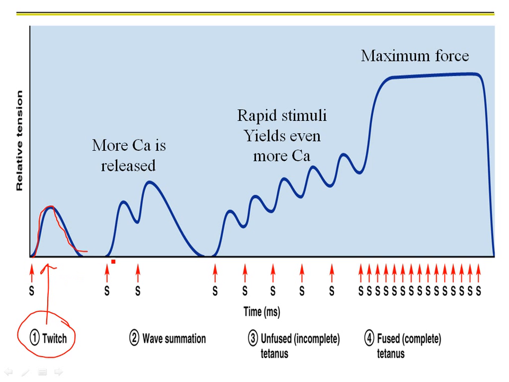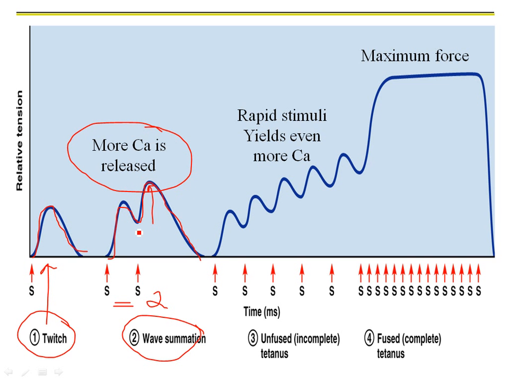If I twitch a muscle, if I stimulate it to contract, I allow it to relax a little bit, and then before it has a chance to relax all the way, I stimulate it once more, that's called wave summation. So wave summation is two stimuli. And you can see that the peak, the tension generated on the second twitch, is greater than the first, and that's true. That happens because more calcium is released.